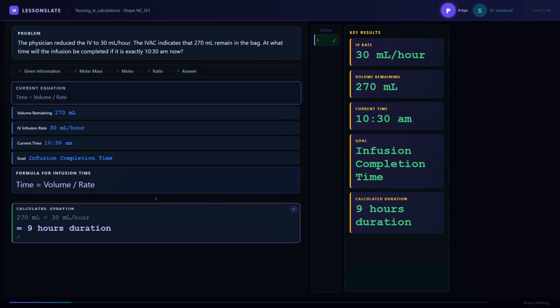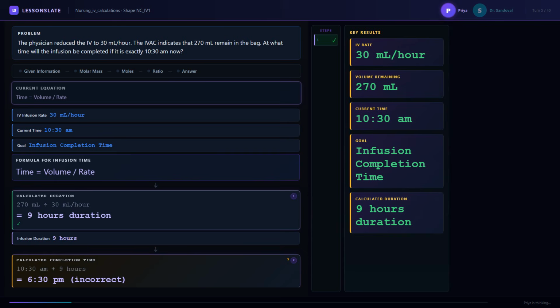Okay, so if it's 10:30 a.m. now, and the infusion will run for 9 more hours, I need to add that to the current time. So 10:30 a.m. plus 9 hours. That would make it 6:30 p.m., right? I'm trying to be careful with the time conversion.